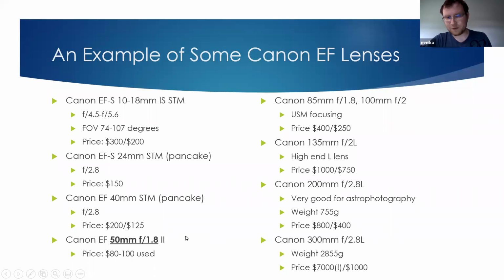I boldened the 50 millimeter 1.8 because everybody makes a 50 millimeter 1.8. It's a great lens to start with to see if this kind of astrophotography is for you. Used, they can be found under $100. They're kind of cheap in plastic, but you can buy two, and if you break one, you can just throw another one on there. At the high end is that 300 millimeter Canon that I had, no pun intended.